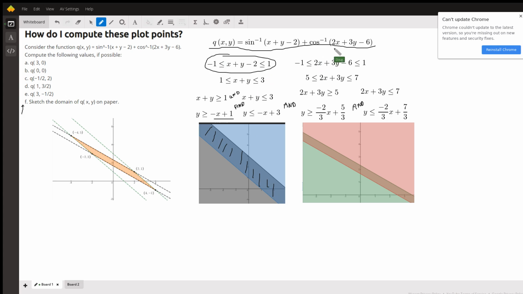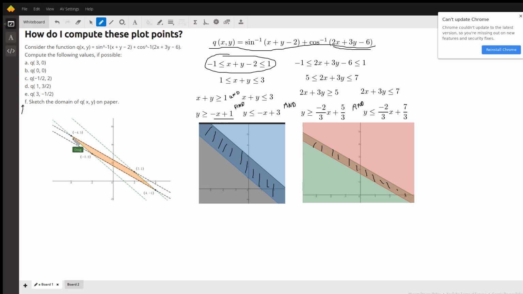But at the same time, 2x plus 3y minus 6 also has to be between -1 and 1. If we go through the same routine, we can see that one of the boundaries is -2/3 x plus 5/3, and y has to be above that, and y has to be less than this boundary right here. And so this strip is the set of points that also have to be true. But we need the intersection of those two, and that's what this parallelogram looking thing is.